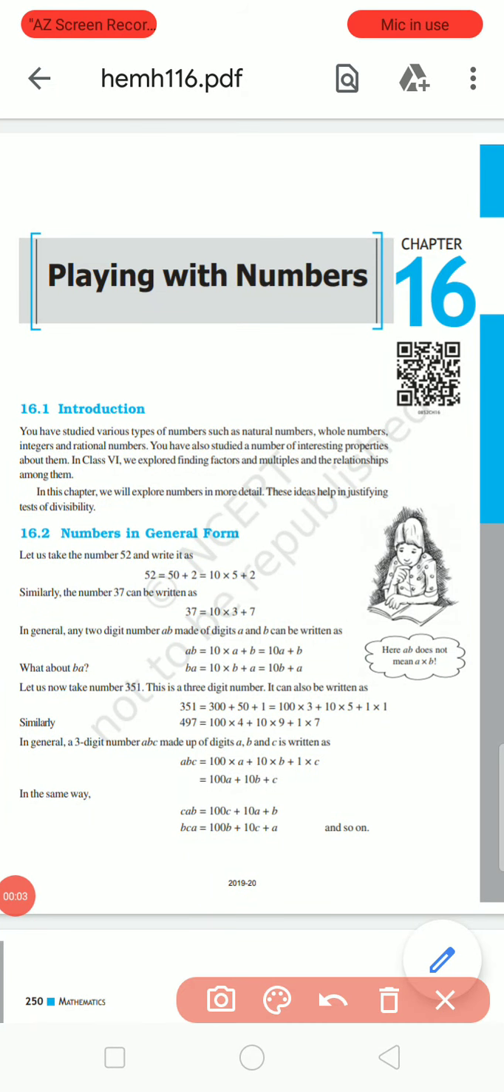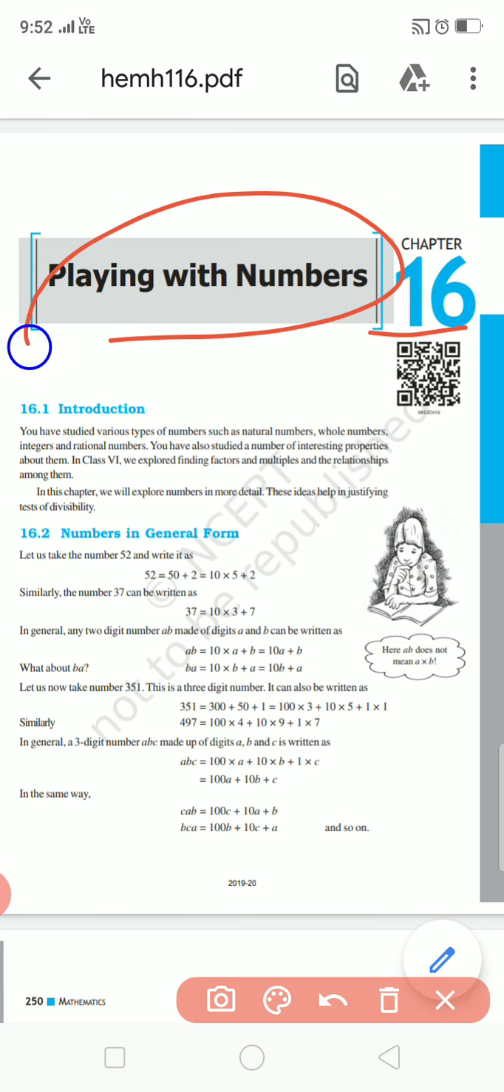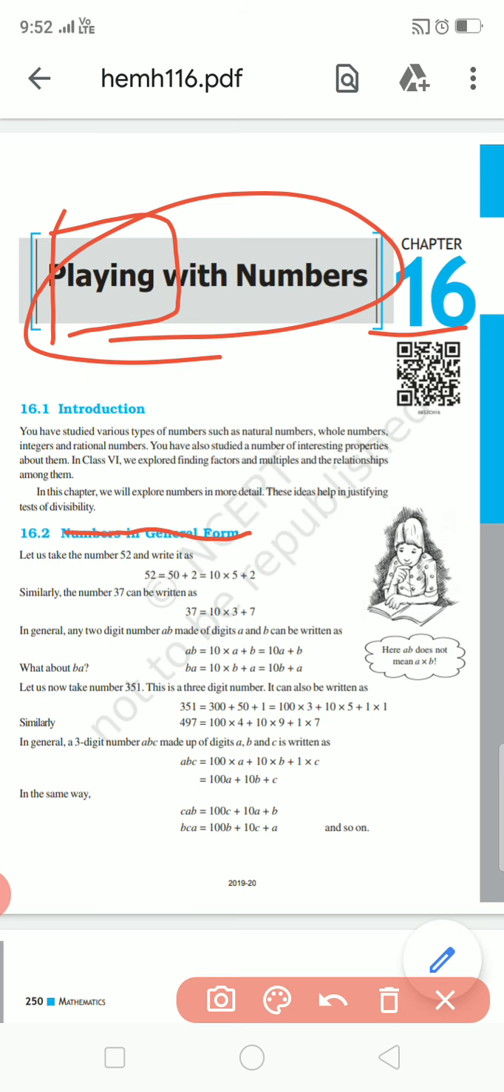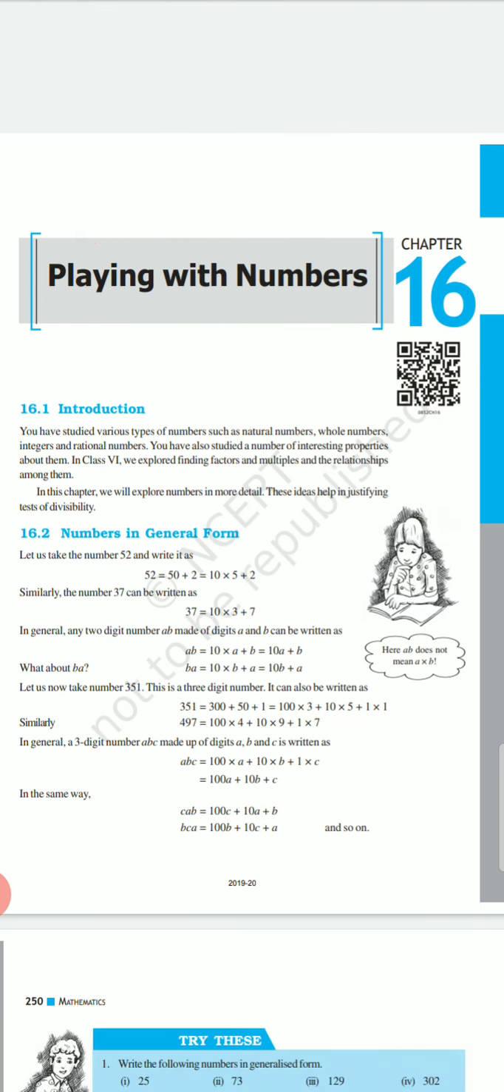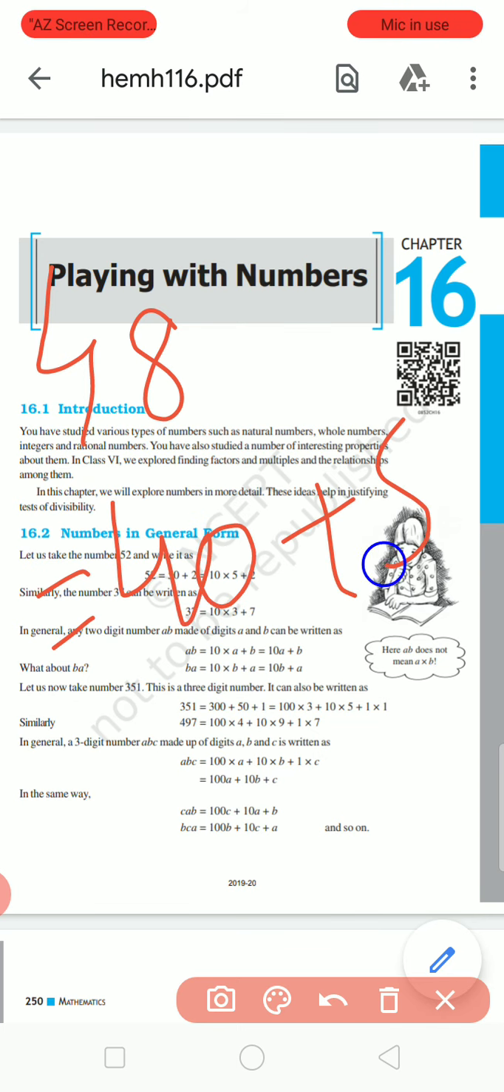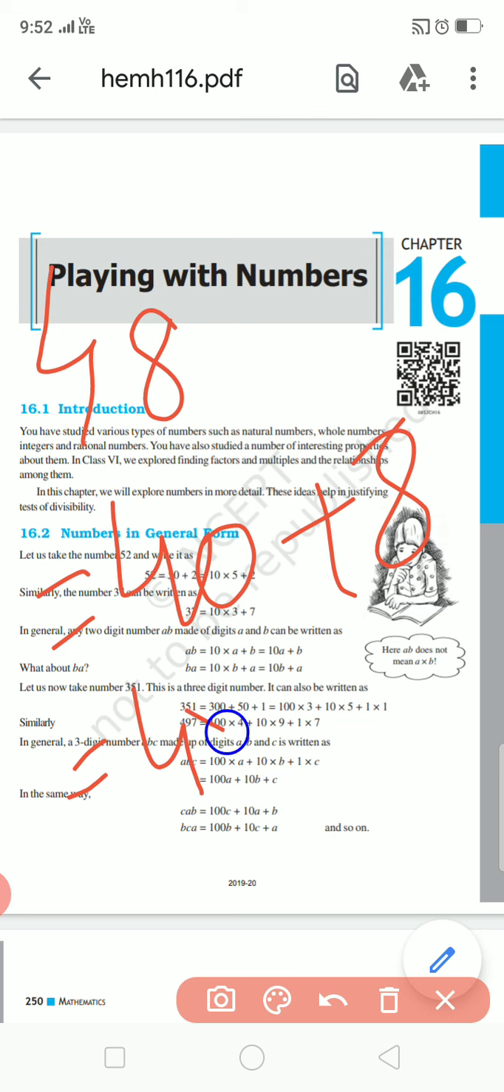Hello everyone, today we are going to start chapter 16, that is playing with numbers. By the name, this is only the play of the numbers and you will enjoy this game. At first we are writing the number in the general form. If I have a number like 48, we can write it as 40 plus 8. We can also write it as 4 into 10 plus 8.